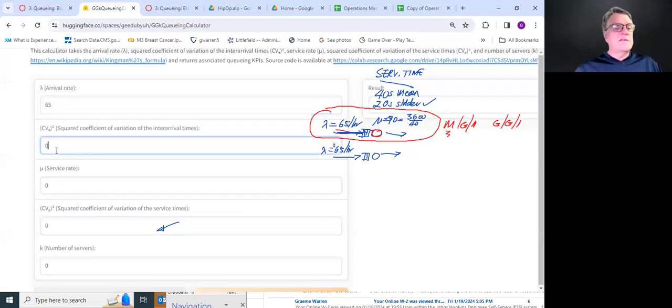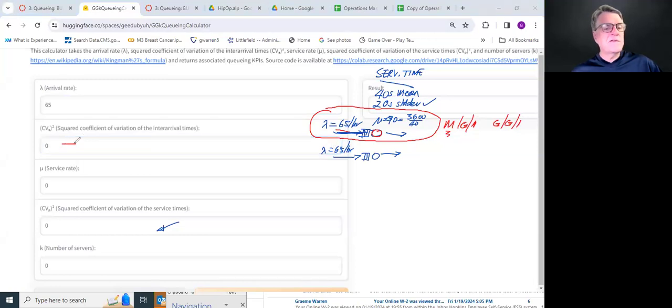So the arrival rate is 65. Now, for an arrival process, CV sub A squared, and this is always going to be true for a Poisson process, is equal to 1. The rationale is, if you take a look at the inter-arrival times in a Poisson process, the mean inter-arrival time and the standard deviation of the inter-arrival time are identical. CV sub A squared is the standard deviation divided by the mean, squared. But since these two are identical, that simplifies to 1 squared.